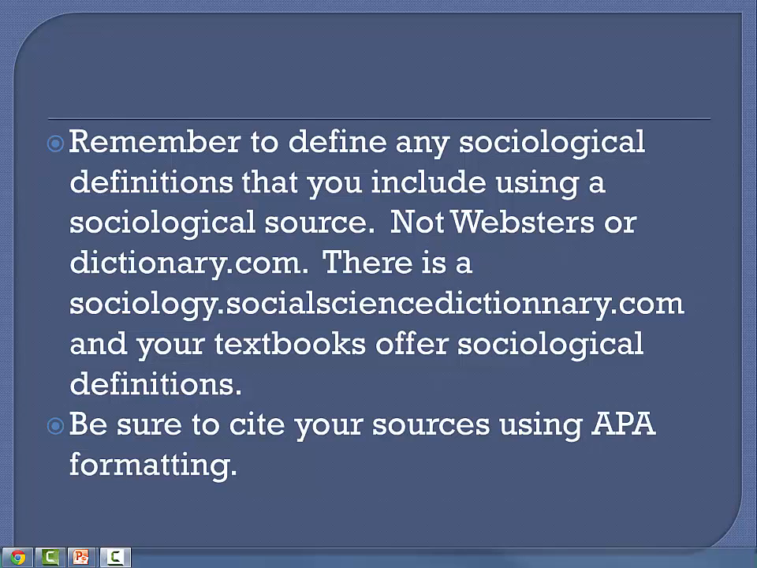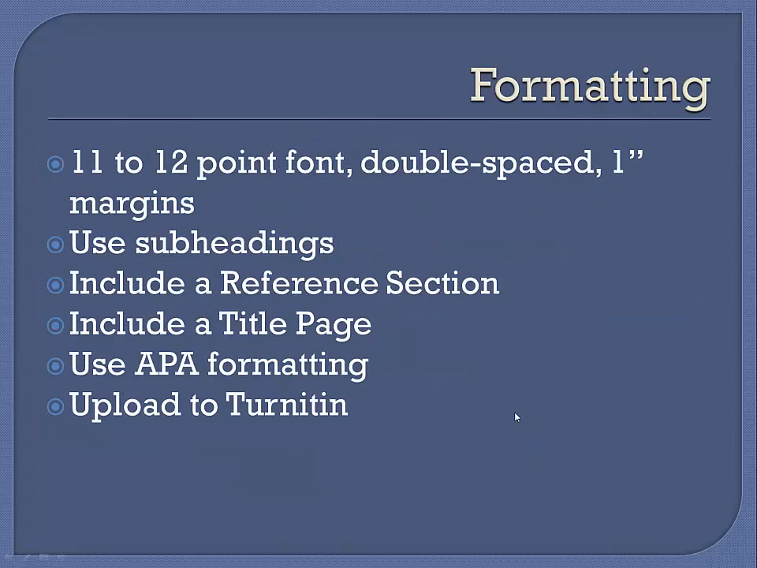Your book is a great resource, and even if you choose to buy it hard copy, you can download it as a PDF and very easily search for those terms. And there's a social science dictionary. It's actually just socialsciencedictionary.com. And you'll want to cite any sources that you use, including the source of the article, using APA format. The formatting is in the instructions.